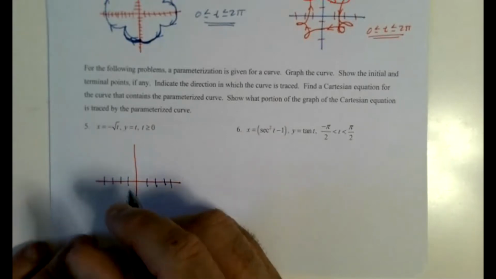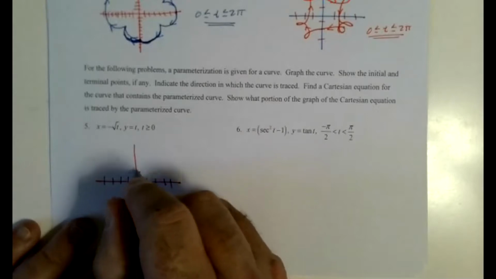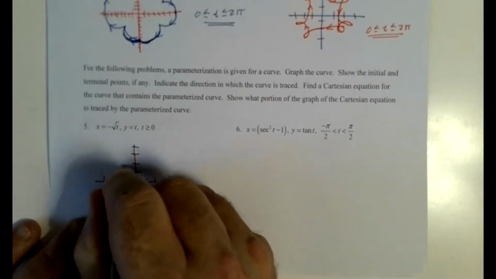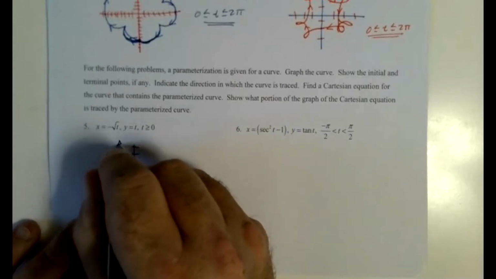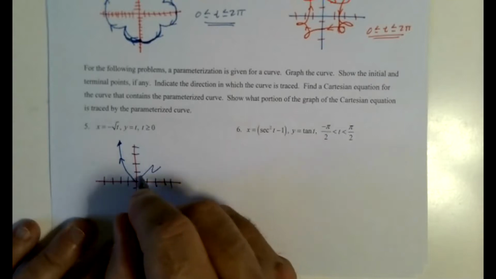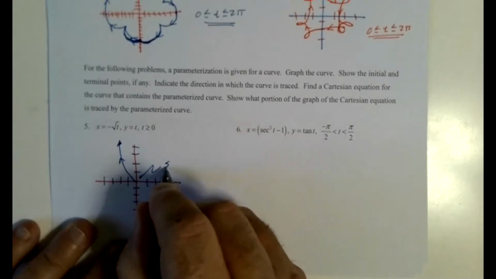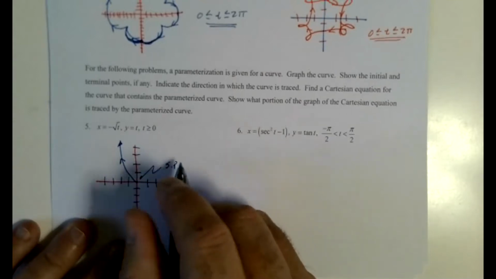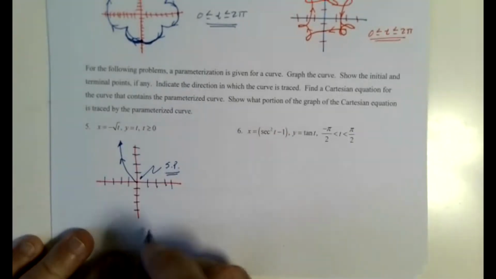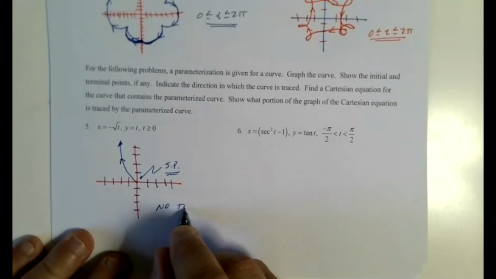And it goes t is greater than 0 and off we go. And this is the initial point, starting point, because that's what I've been calling it. If you want to call it initial point, there's nothing wrong with that. There is no terminal point.